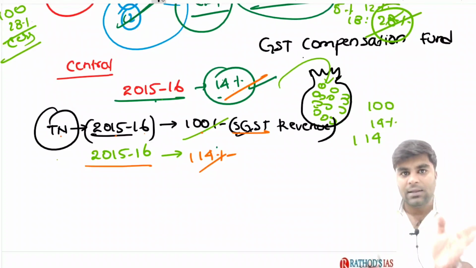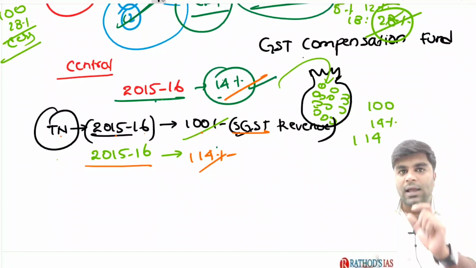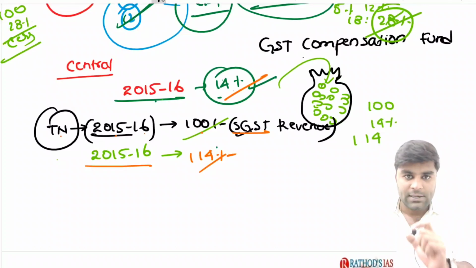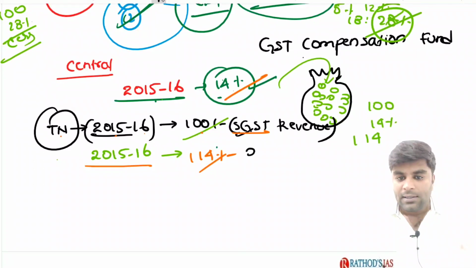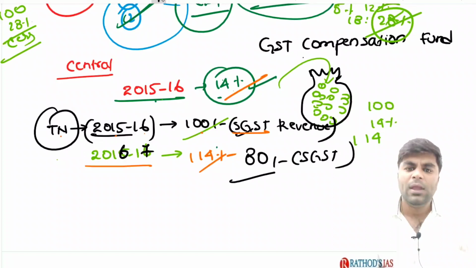As a result of it, and the GST is a destination-based taxation, the GST tax collection would be low in the initial phases. Say for example, the Tamil Nadu government collected 100 rupees in the year 16-17; in the next year, the Tamil Nadu government has collected 80 rupees SGST. The collection of the Tamil Nadu government would be 80 rupees.